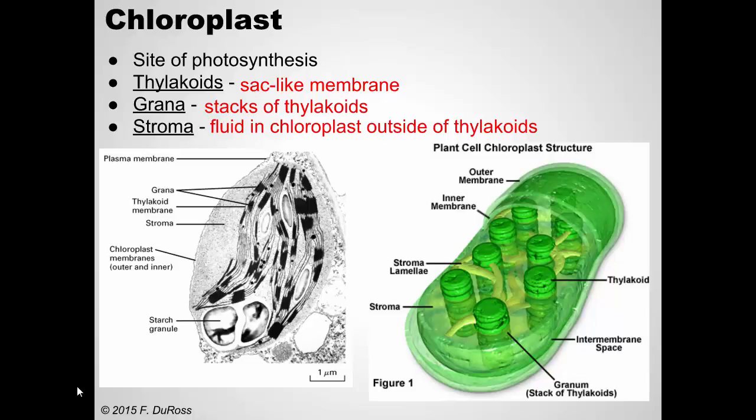It doesn't quite look this neat when you look at an actual electron micrograph of a chloroplast. It looks more complicated, but you can see the stacks, the thylakoid membrane is here. See the stacks of those, the grana, and then the space around, that's the stroma. And the outside is the membrane surrounding the chloroplast.